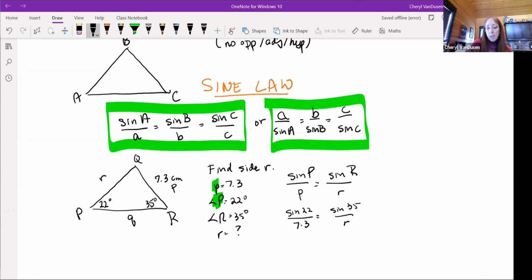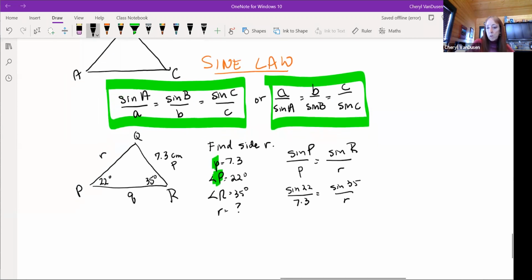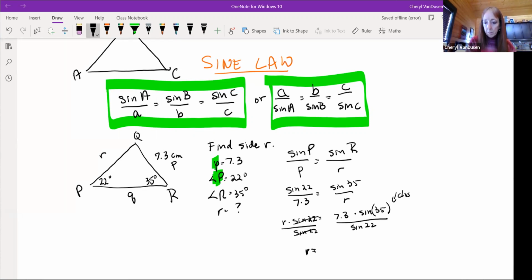Once you get everything in, I find that students feel pretty successful with the sine law. So I get r times sine of 22 equals 7.3 times sine of 35. Divide by sine of 22, these cross out, and now you get your calculator out. Just be careful that you close the bracket. As soon as you hit the word sine, your calculator is going to open a bracket, so close that bracket here.